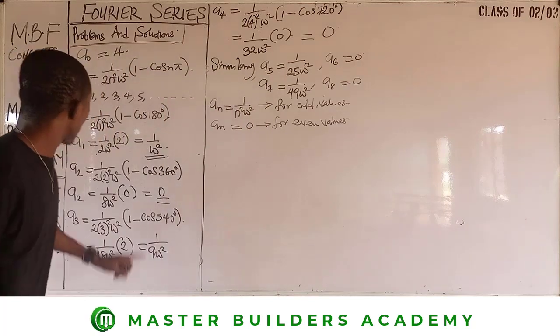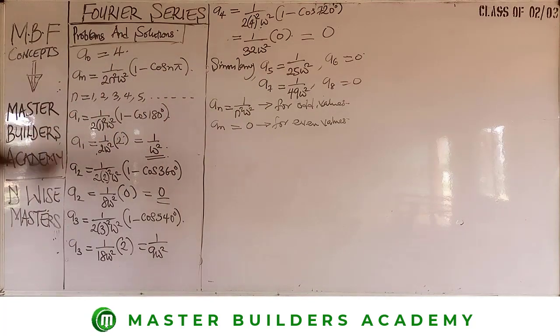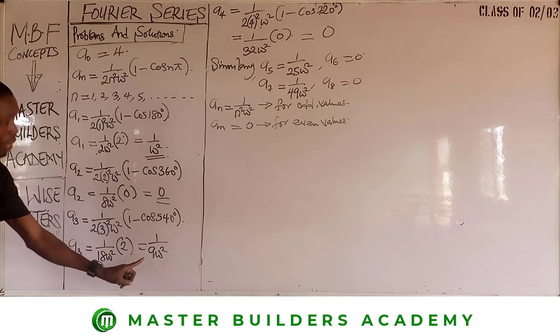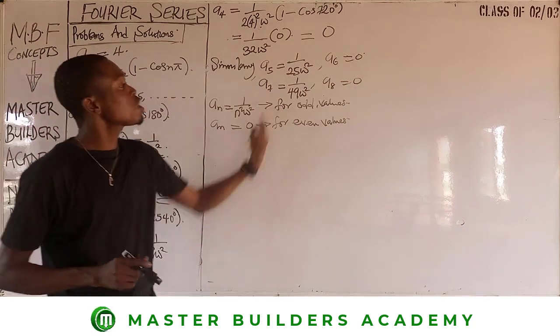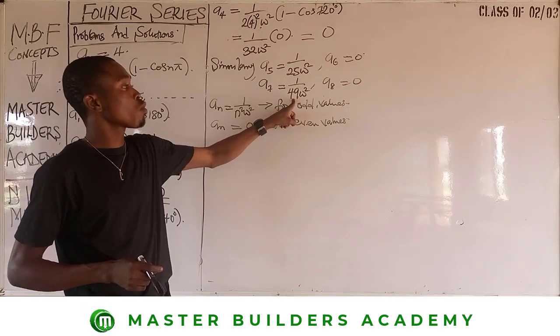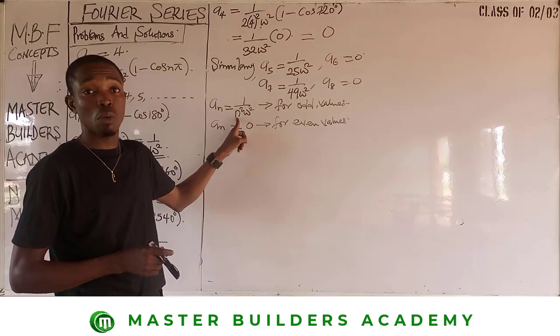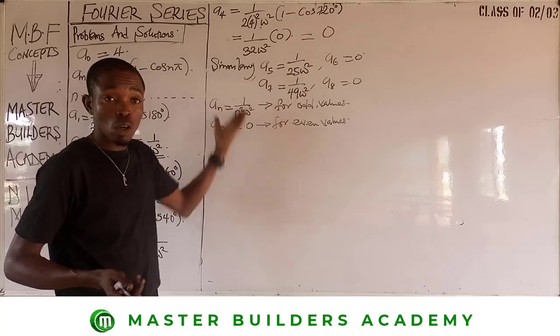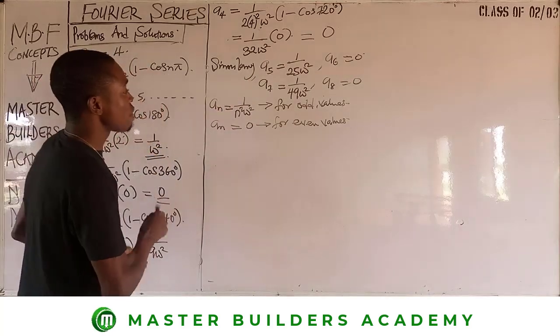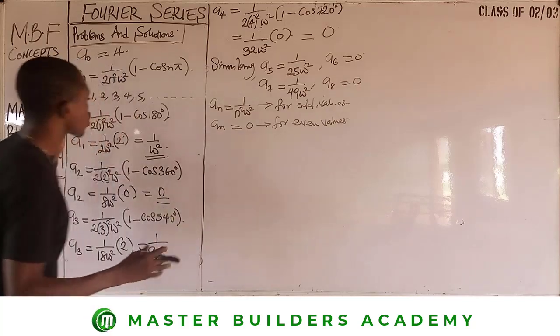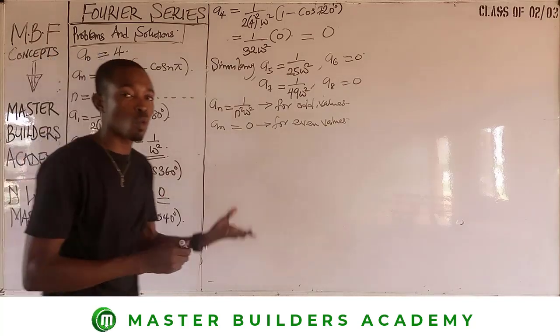So now we have gotten a1, a2, a3, a4, and a5. We stop here. But if I want to find a9, I will now have to put n here. 9 squared would have given us 81, so 1 over 81 omega squared. That's it. So if this is gotten, all we just need to do now is to recall our equation 1.